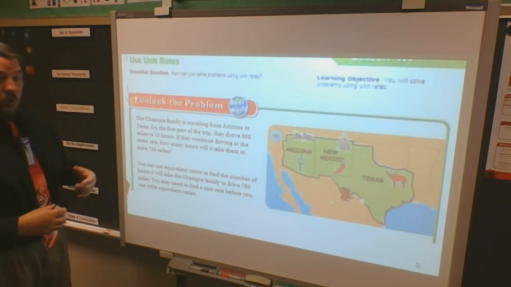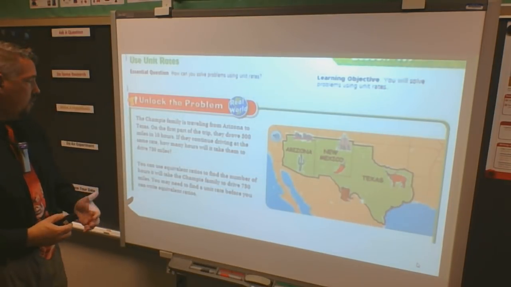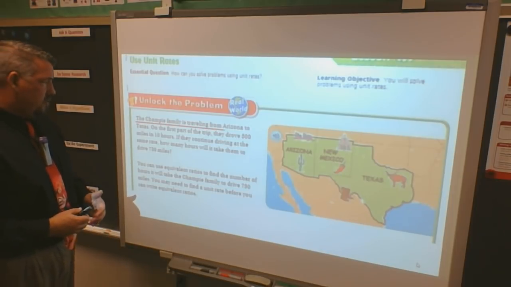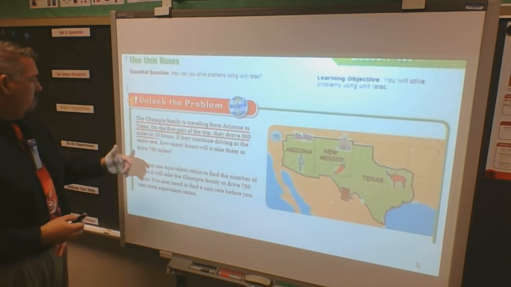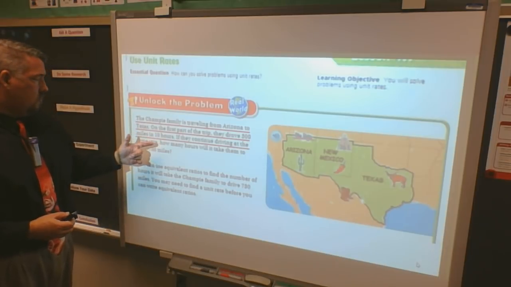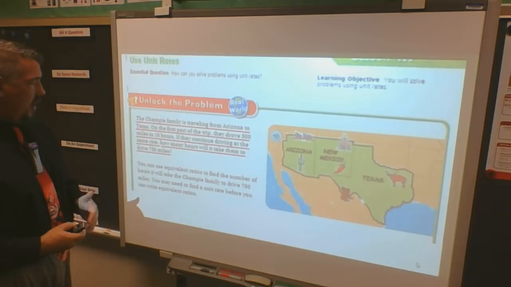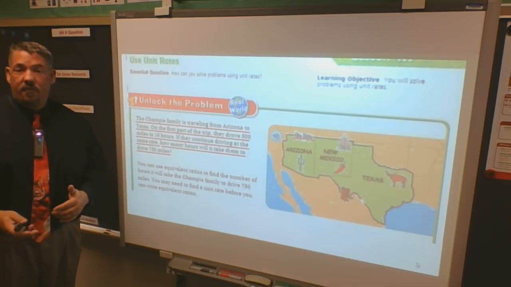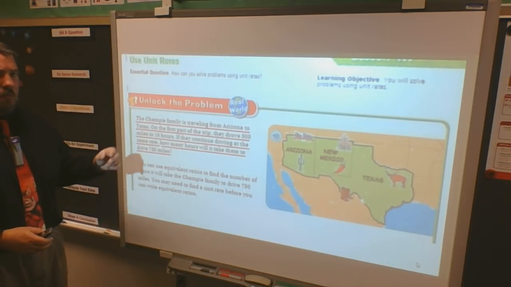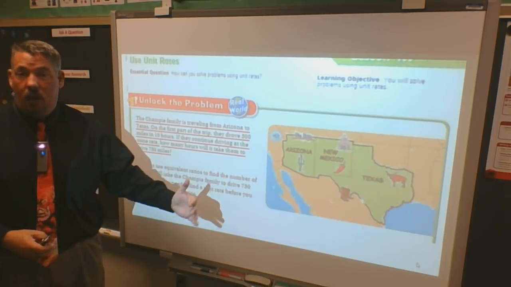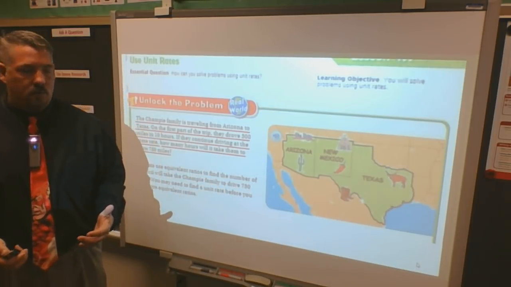So let's look at the first one we're talking about as the example that's given to us. The Chapt family is traveling from Arizona to Texas. On the first part of the trip, they drove 500 miles in 10 hours. If they continue driving at the same rate, how many hours will it take them to drive 750 miles? So I'm given my first rate. I'm given part of my second rate. I need to figure out what the missing part is.